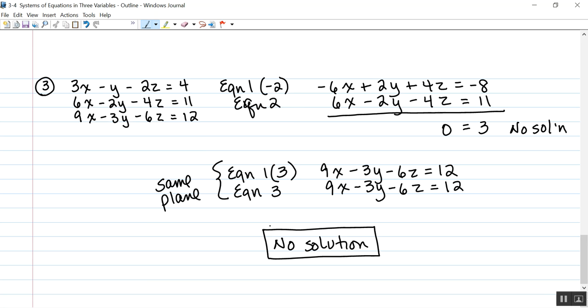So what we saw in this lesson, and I apologize this video is kind of long, is how to solve a system of equations that has three variables. So you can end up with one solution, that is an ordered triple. You can end up with infinitely many solutions, that would be the planes intersecting in a line, and you can end up with no solution where the planes are parallel to each other.